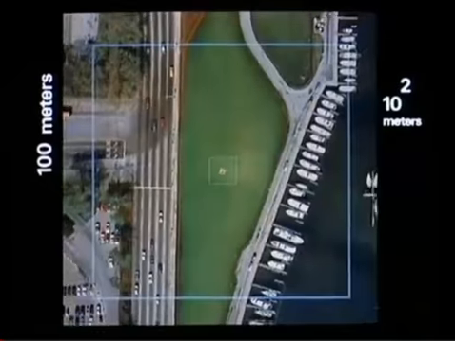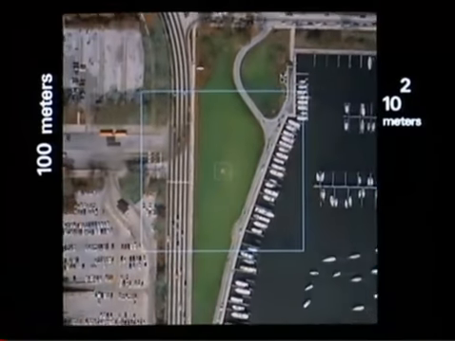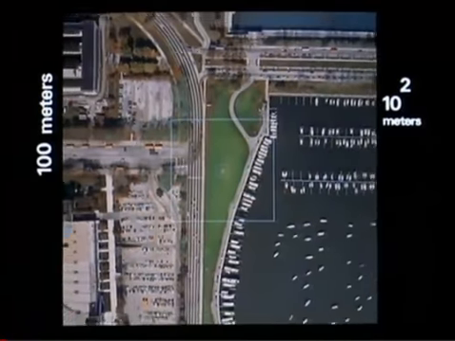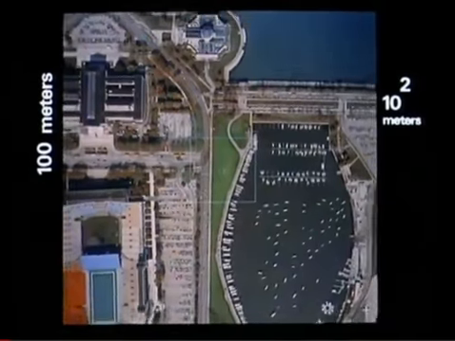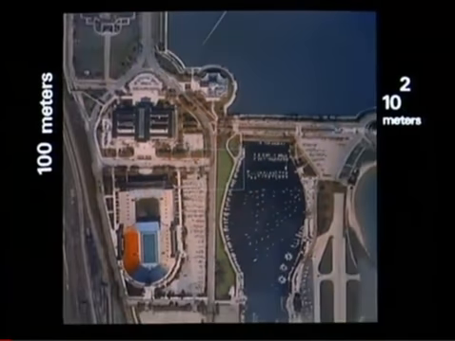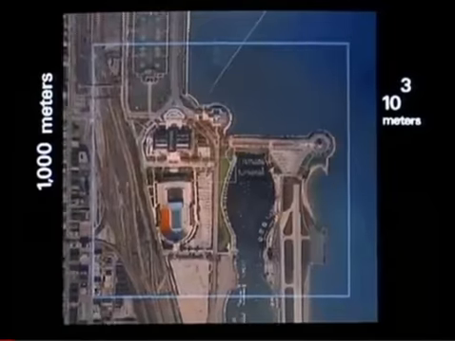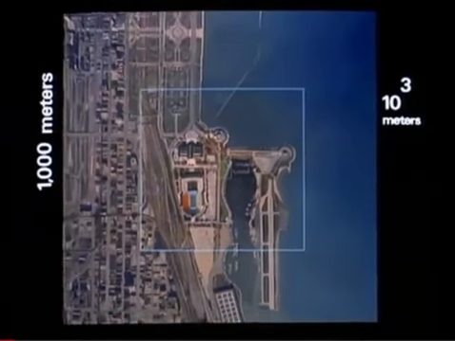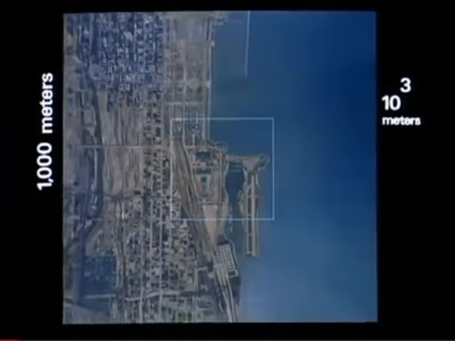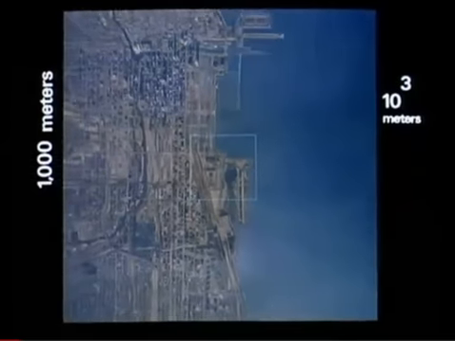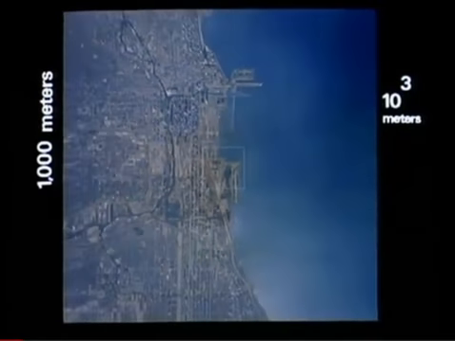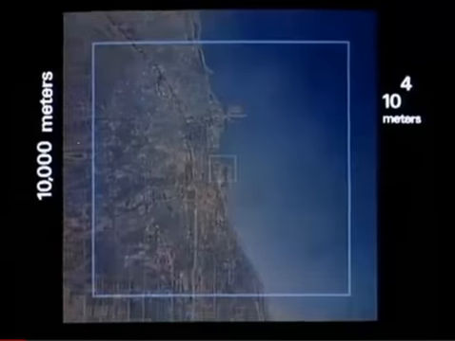100 meters wide. The distance a man can run in 10 seconds. Cars crowd the highway. Powerboats lie at their docks. The colorful bleachers are Soldiers Field. This square is 1 kilometer wide, 1,000 meters. The distance a racing car can travel in 10 seconds. We see the great city on the lake shore. 10 to the 4th meters, 10 kilometers.